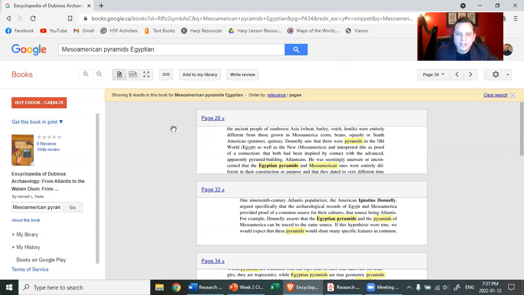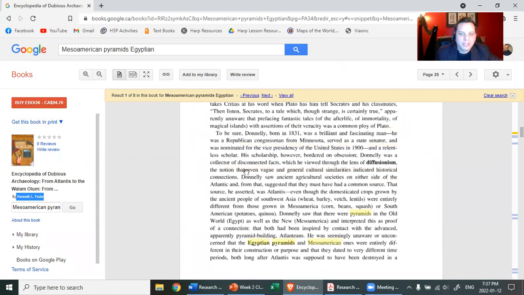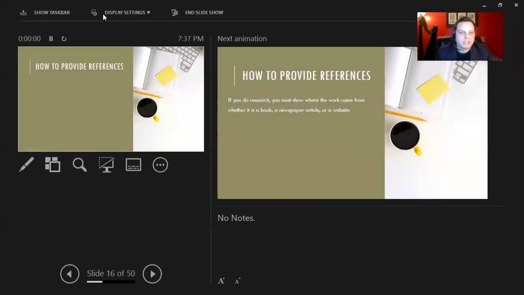So here we go. Now we're looking at a book. This is the book, Encyclopedia of Dubious Archaeology. Okay, so that's the book. We know who it's written by. So that's where you'll get your information to write down your reference. We'll look at another example in a minute, so you'll see. But that way you're not citing, you're not referencing Wikipedia, you're referencing the actual book that Wikipedia got the information from. So when you're doing references, don't reference Wikipedia.